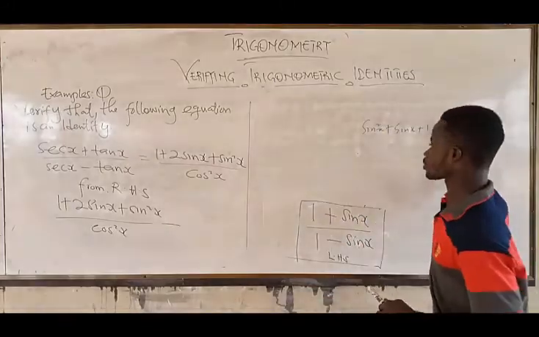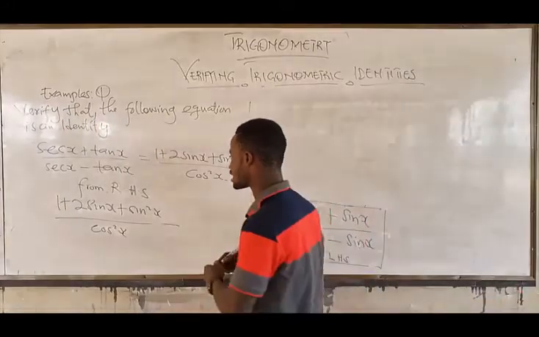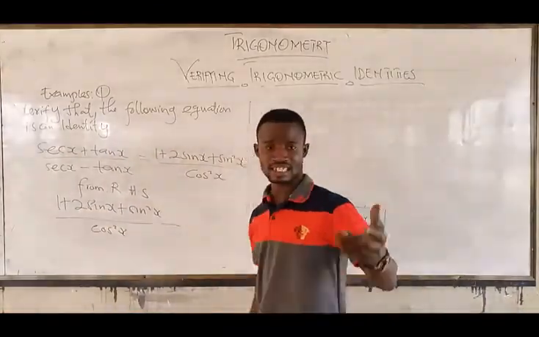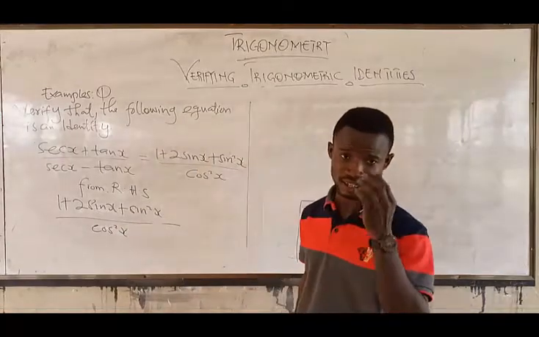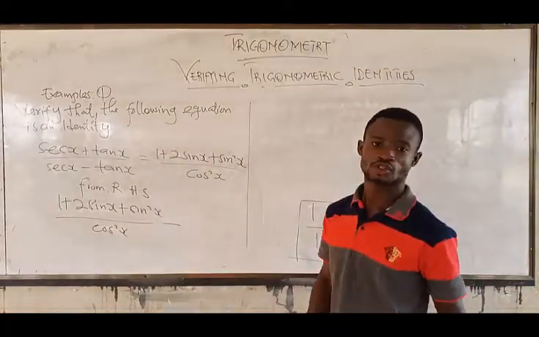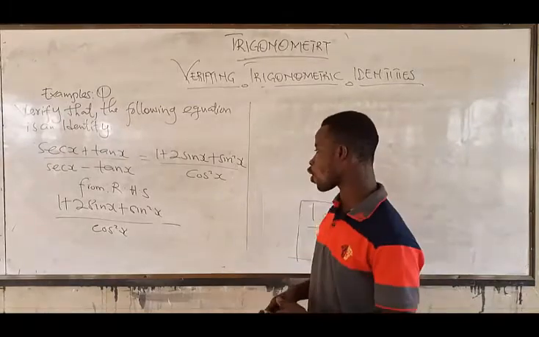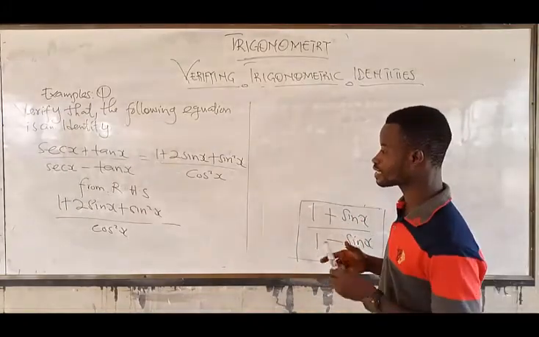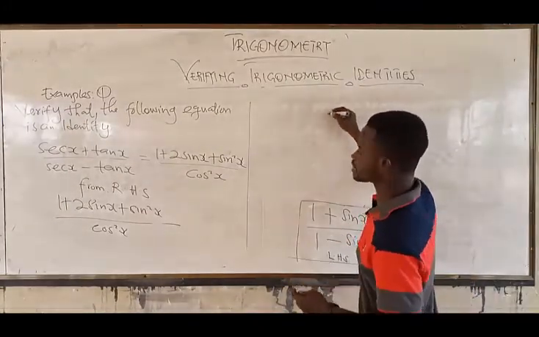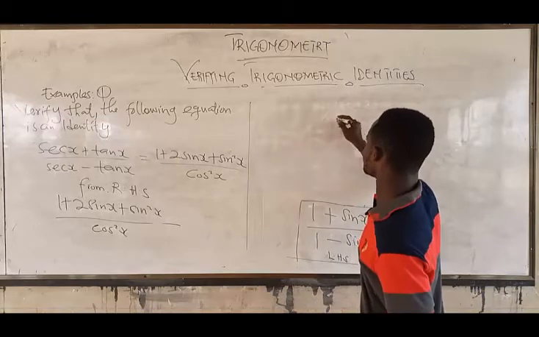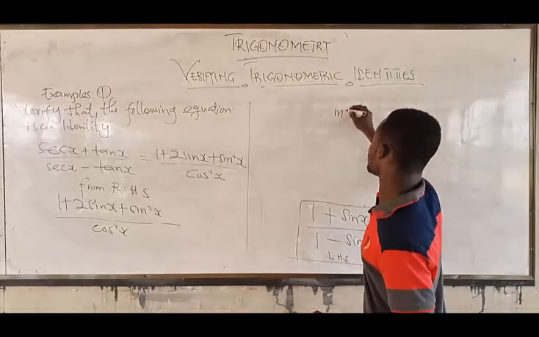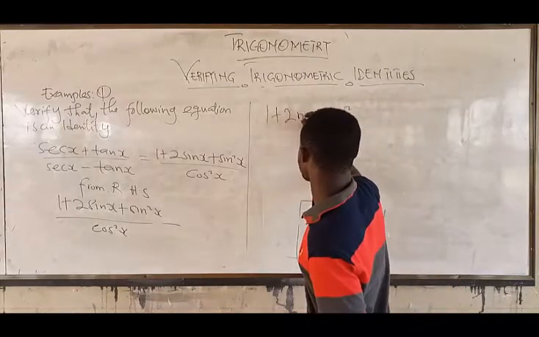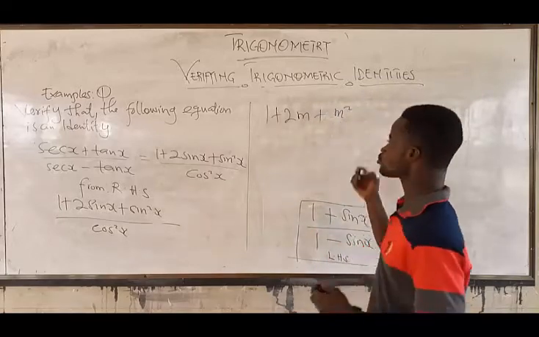Very good. In the same way, you can see that the numerator here is in the same form, so we can factorize it. Right? We can factorize it. So we are going for the factorized form of this. And if you want to get it quickly, take your calculator, put sine x as, let me use a different variable, m. So 1 plus 2m plus m squared.